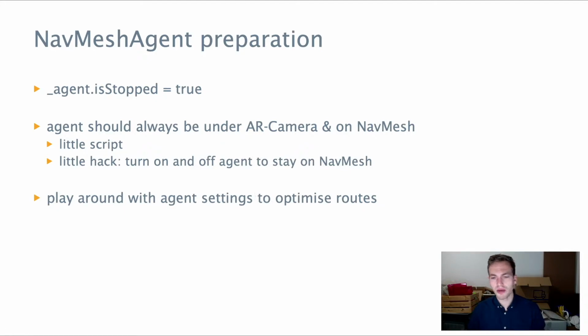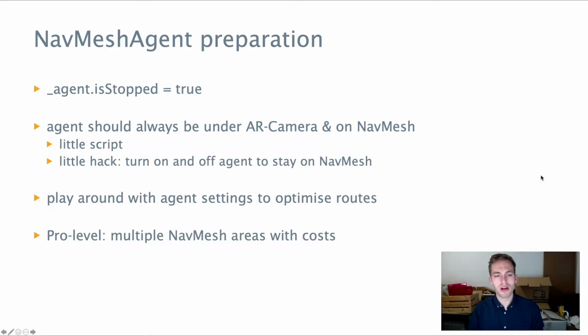Then to optimize the routes, you can play around with the agent settings. On the Pro level, you create multiple NavMesh areas with costs, so that you can play around a bit with where the user is guided depending on different situations. We didn't do that just to keep it simple.